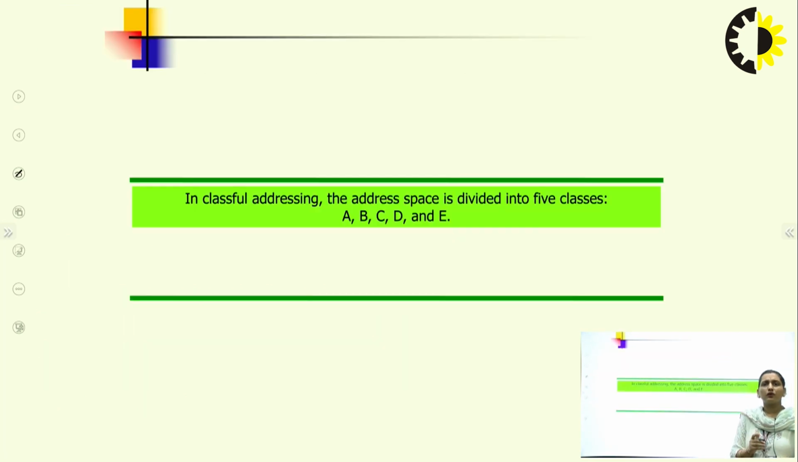So then we have to divide. We have to go for our notations also. We have to go for address space also. The third thing we have is addressing. The addressing is divided into 2 parts, that is classful and classless. In classful addressing, we have 5 classes: A, B, C, D, E. We are dividing our address space into 5 classes. That is classful addressing.